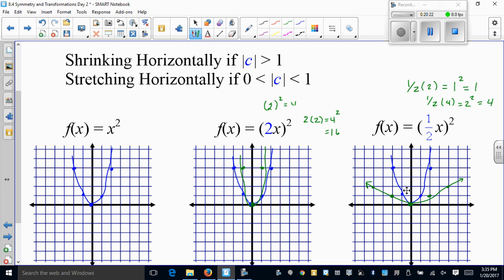Unless you have the equations. The equations are going to give it away because you're going to have a number being multiplied with your x, and then something's being done to it after that.